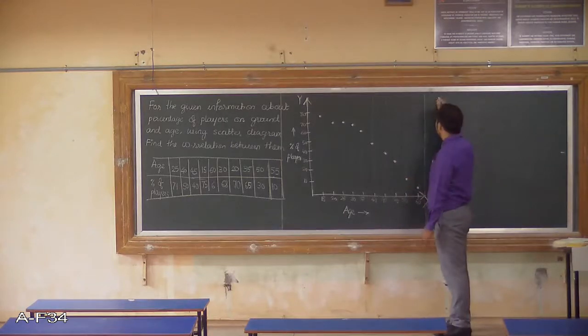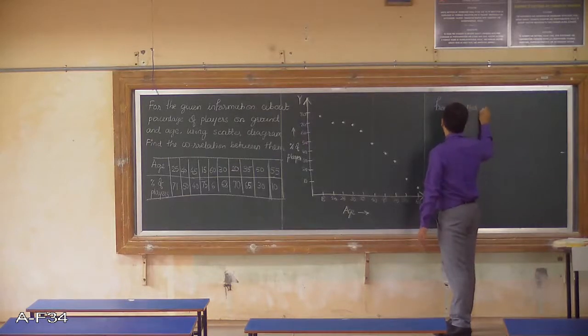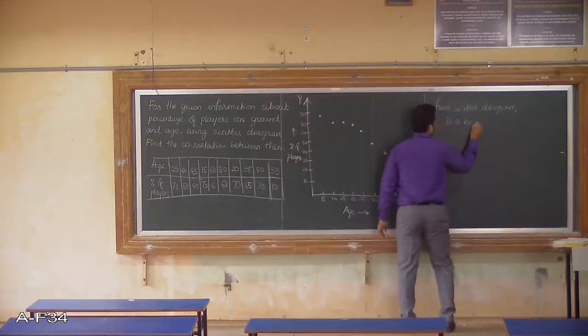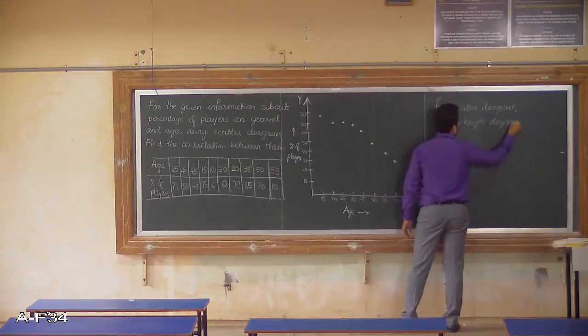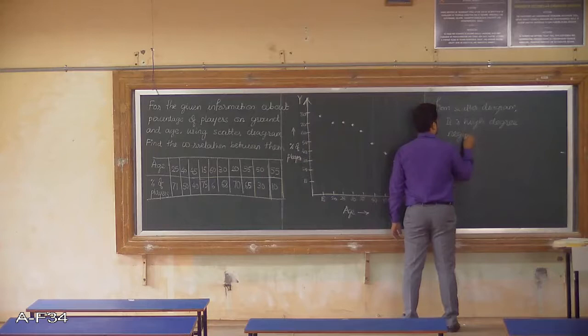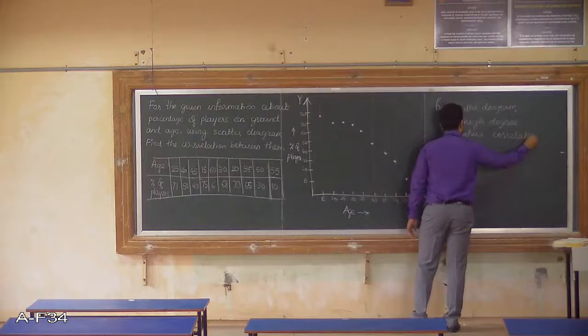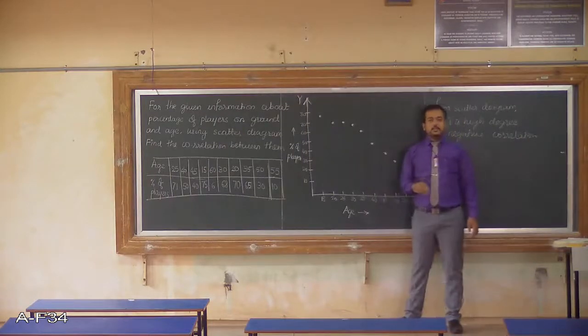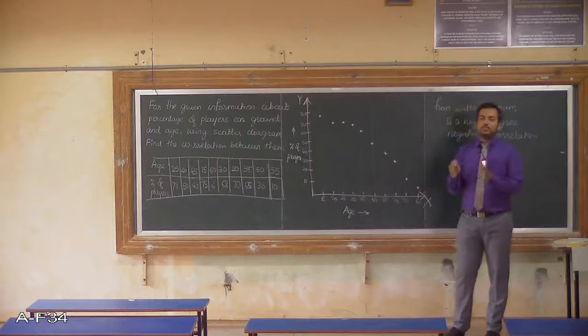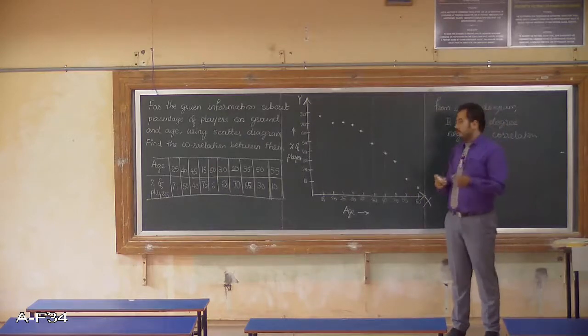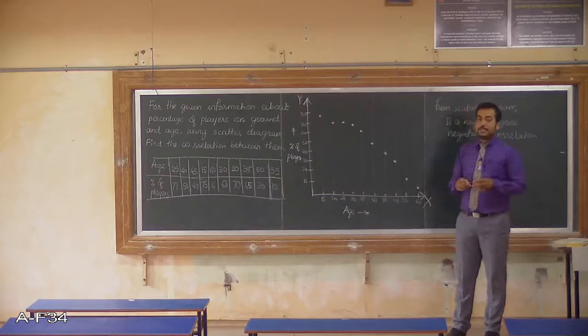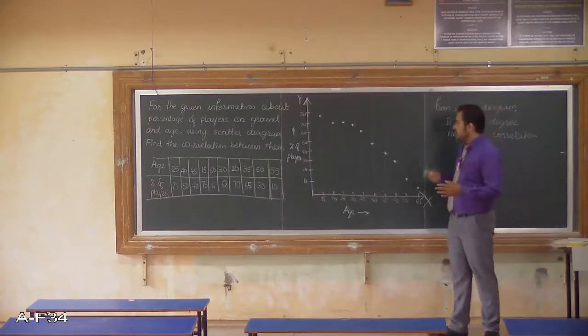So from the scatter diagram, you have to give the remarks on it. From the scatter diagram, as age increases, the percentage of players for that age group decreases. Okay, so this is what the negative correlation is, and it's a high degree negative correlation considering these values.